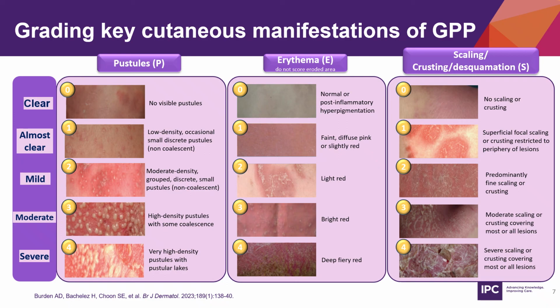For scaling, 0 means no scale, crust, or desquamation. 1 is superficial focal scaling or crusting restricted to the periphery of lesions. 2 is predominantly fine scaling or crusting. 3 is moderate scaling or crusting covering most or all of the lesion. And 4 is severe scaling or crusting covering most or all of the lesion.